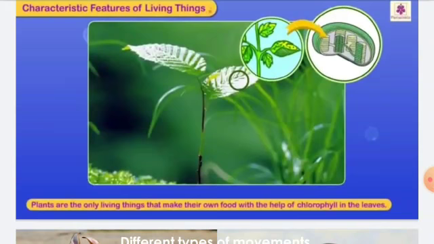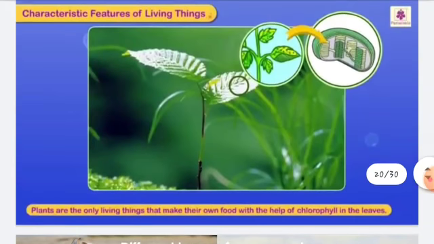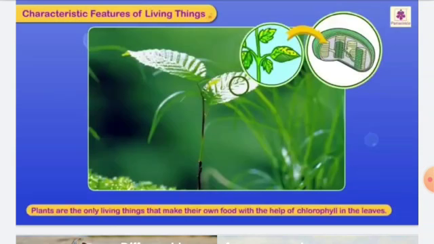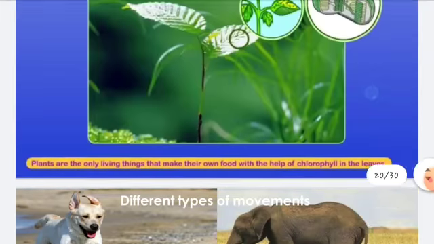Here you can see in the slide that plants are the only living things on the earth that can make their own food with the help of a green colored structure in them known as chlorophyll. In the slide we have highlighted the chlorophyll, which is the center by which the green plants make their food.